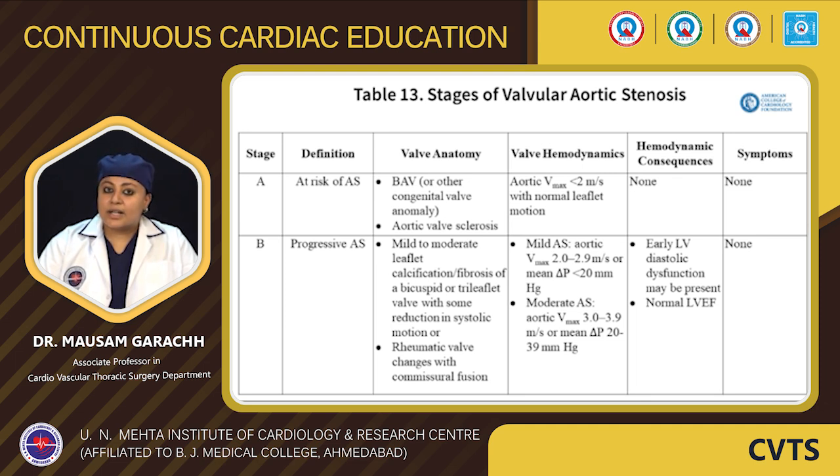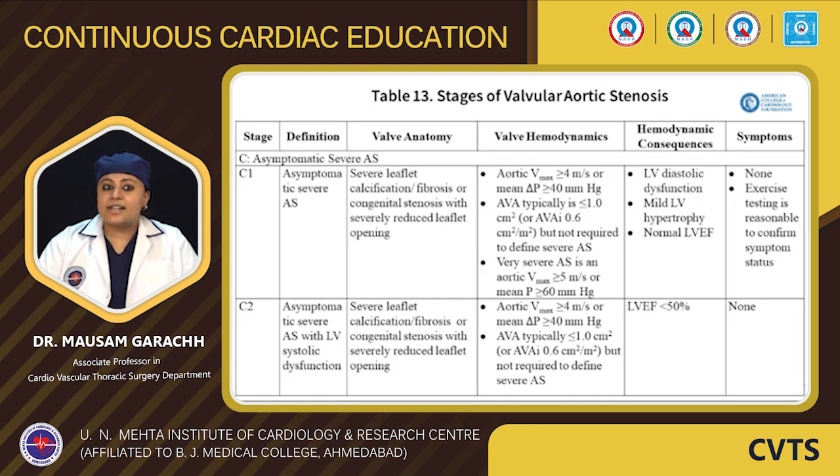The valve hemodynamics would be velocity between 2 to 2.9 meters per second with a mean pressure gradient of less than 20 millimeters of mercury. That is mild. In moderate aortic stenosis, the velocity would be around 3 to 3.9 meters per second with a gradient of around 20 to 39 millimeters of mercury. In this stage, the hemodynamic consequence would be early LV diastolic dysfunction and the EF would be normal. The symptoms would not be present at this stage.